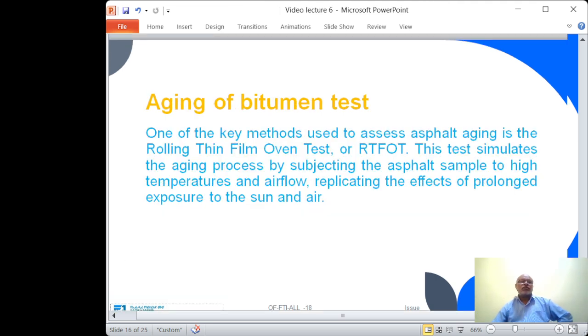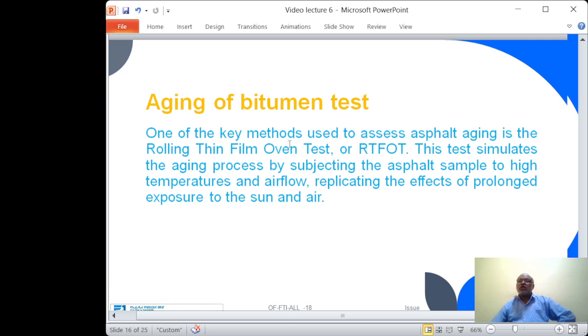In conclusion, based on the specific gravity value obtained, we can determine the density of the bitumen sample, which is crucial for various applications in the construction industry. Now we can proceed to the next physical test of bitumen, which is the aging test.